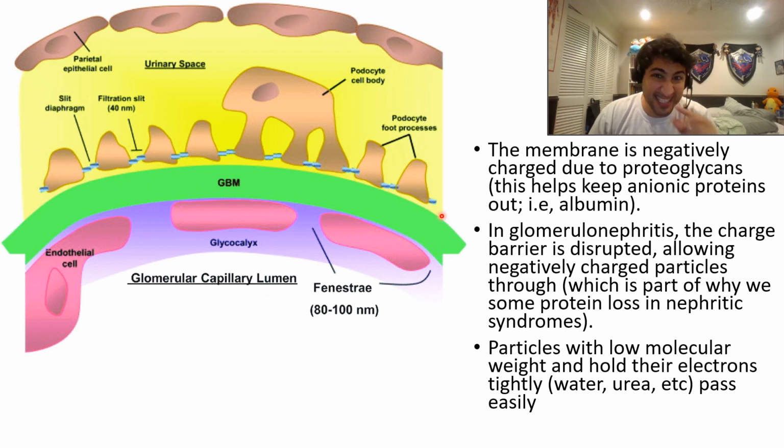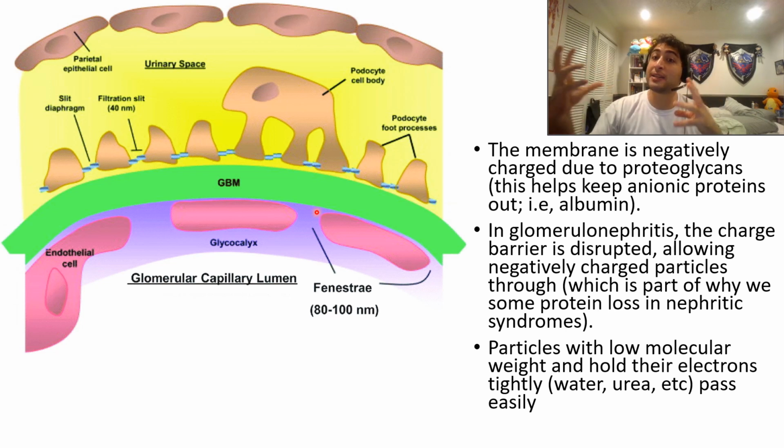All right, so you have a size filter, which comes from the podocytes, right? You see 40 nanometers. You have a size filter, but then the membrane itself, this glomerular basement membrane, is negatively charged, and it keeps out negatively charged things. All right, so in glomerulonephritis, this barrier is disrupted, which allows things to get through. So it's a bit different from nephrotic syndrome, where in nephrotic syndrome, you have damage to the filtration slit, so everything is leaking.